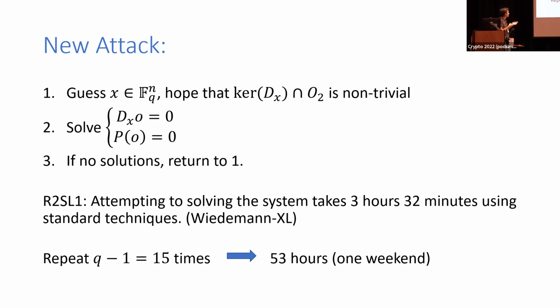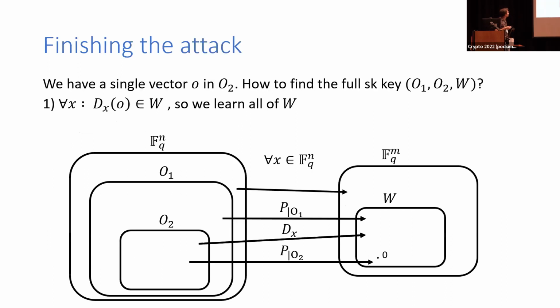And on average, you need to repeat q minus 1 times, and q is equal to 16. So you need to repeat 15 times, which gives an expected runtime of 53 hours, or roughly 1 weekend. If you count Friday evenings as part of the weekend, then it's 1 weekend. So this is how you find 1 vector in O2. And it turns out that once you know 1 vector in O2, then you can recover all the secret key information very efficiently. So how does this work?